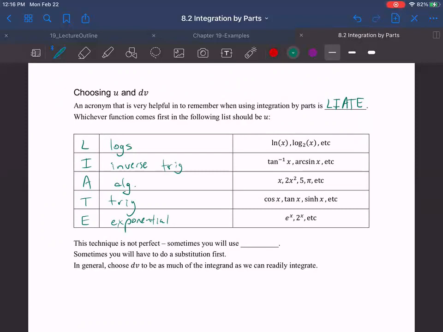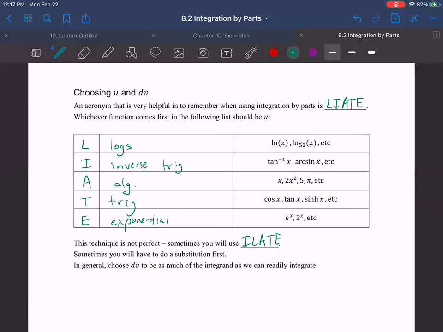It's not always going to work in that order. It's not always going to be the great thing to do. Sometimes you might have to change the order if it doesn't work. And sometimes you have to substitute first to get it into something that's going to work. In general, you want something that is as much of the integrand as you can get, and is also easily integratable.